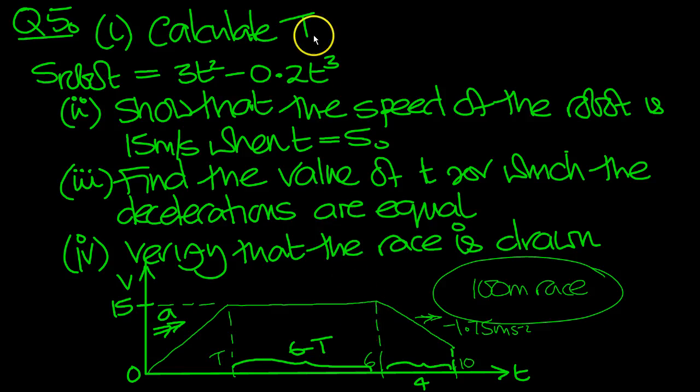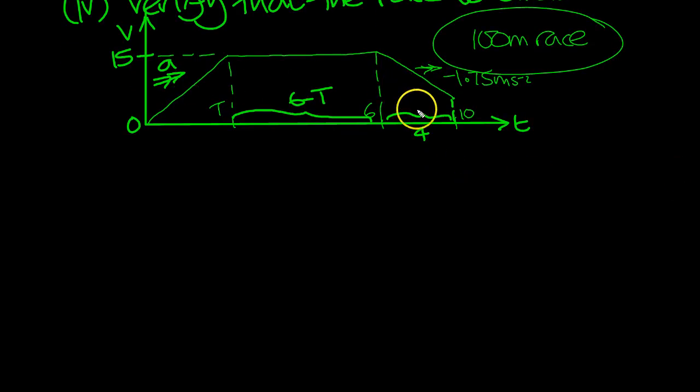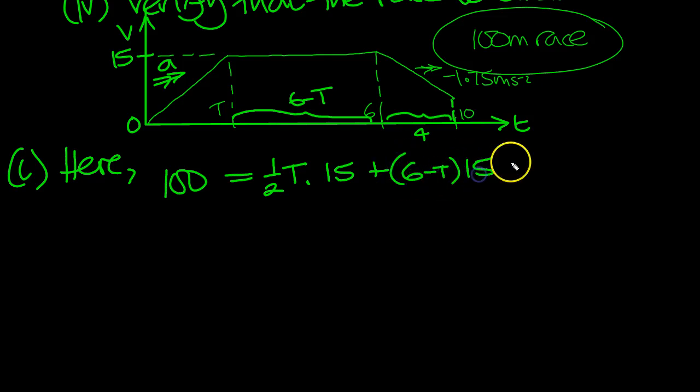Okay, so I've drawn the picture at the bottom here and summarized the question. First of all, calculate T. Well, we know that this is the velocity time graph, so the area under the curve corresponds to the distance traveled. So here, the 100 meters will be the total area under the curve. Half base times the height, which is 15 for the triangle, plus base, 6 minus t, times the height, 15, plus the area here. Now we don't know this spot here, do we?